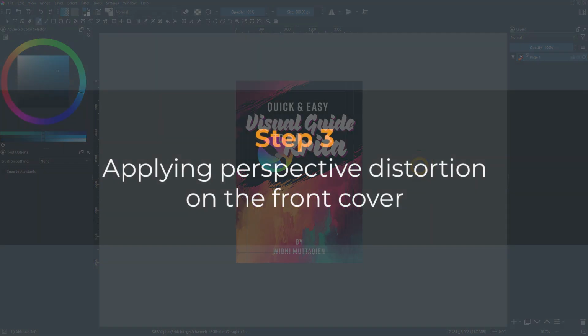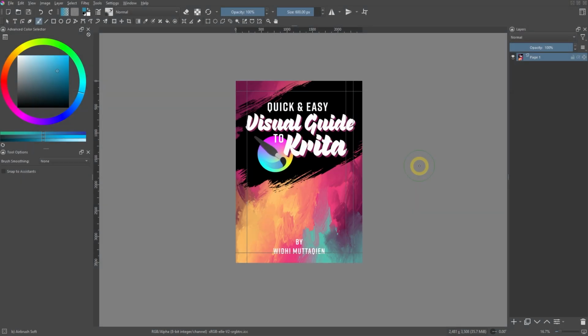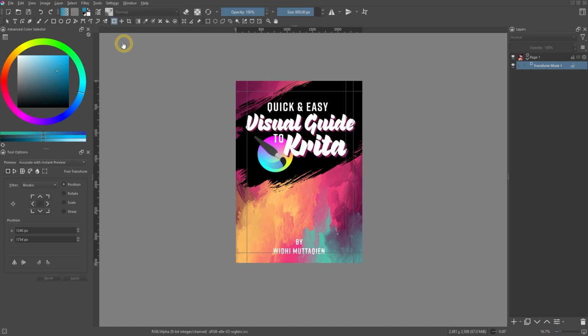Alright. Once that is done, we can start adding perspective distortion to the image. You can do this directly on the layer using the transform tool, but this method is destructive. For now, I want to show you a non-destructive method. So first, we need to apply the transform mask. Then we apply the transform tool on the mask.